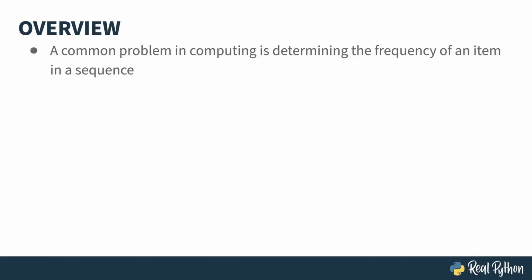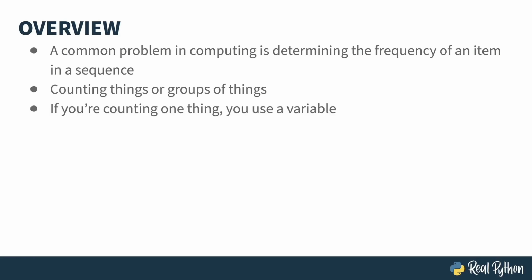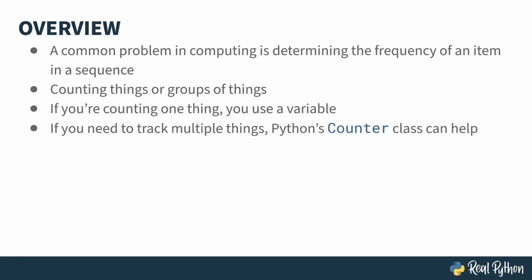A common problem in computing is determining the frequency of items in a sequence. Or, to put it more simply, counting things or groups of things. If you're counting one thing, you use a variable. But if you're trying to count a whole bunch of things or track multiple things, then Python's Counter class can help you do that.